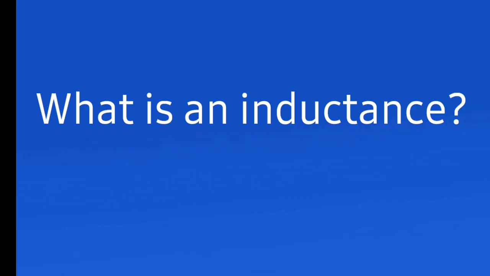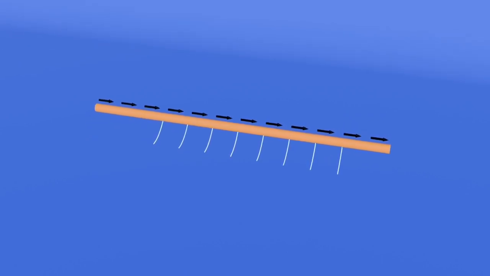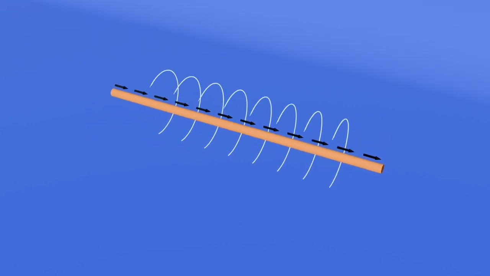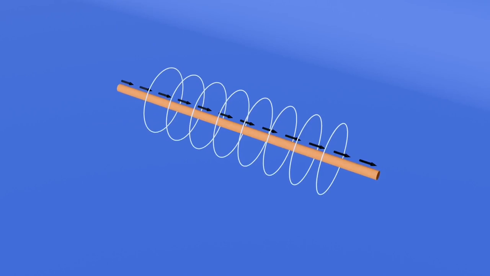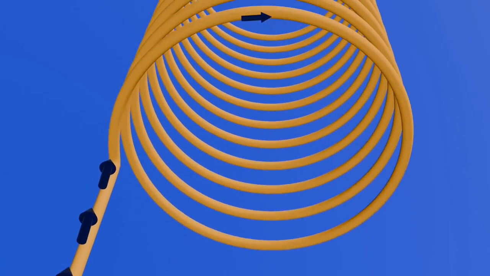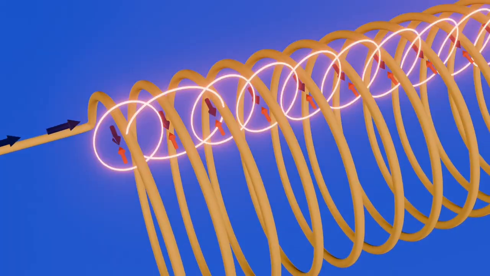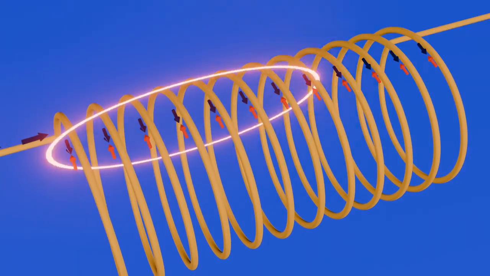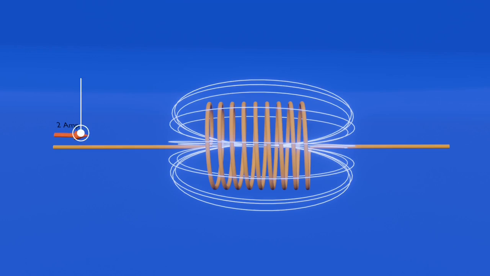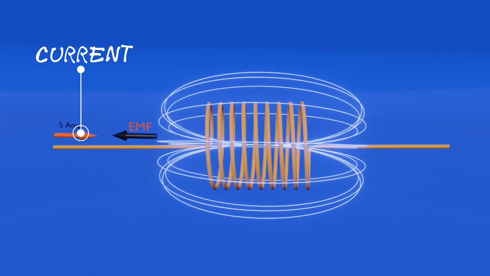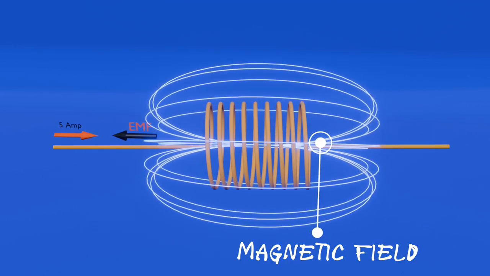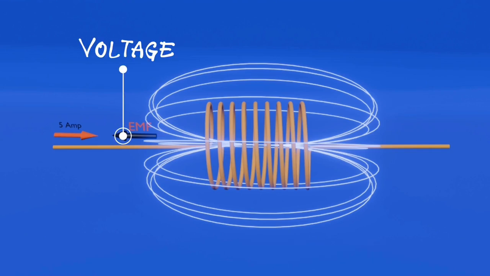What is an inductance? Let's forget equations and understand it intuitively. Imagine you have moving electric charge. When they move through a wire, something interesting happens. They create a magnetic field around the wire. If we wind that wire into a coil, those magnetic fields add up and become strong. Changing the current changes the magnetic field. Changing the magnetic field creates a voltage. That resistance to change is what we call inductance.